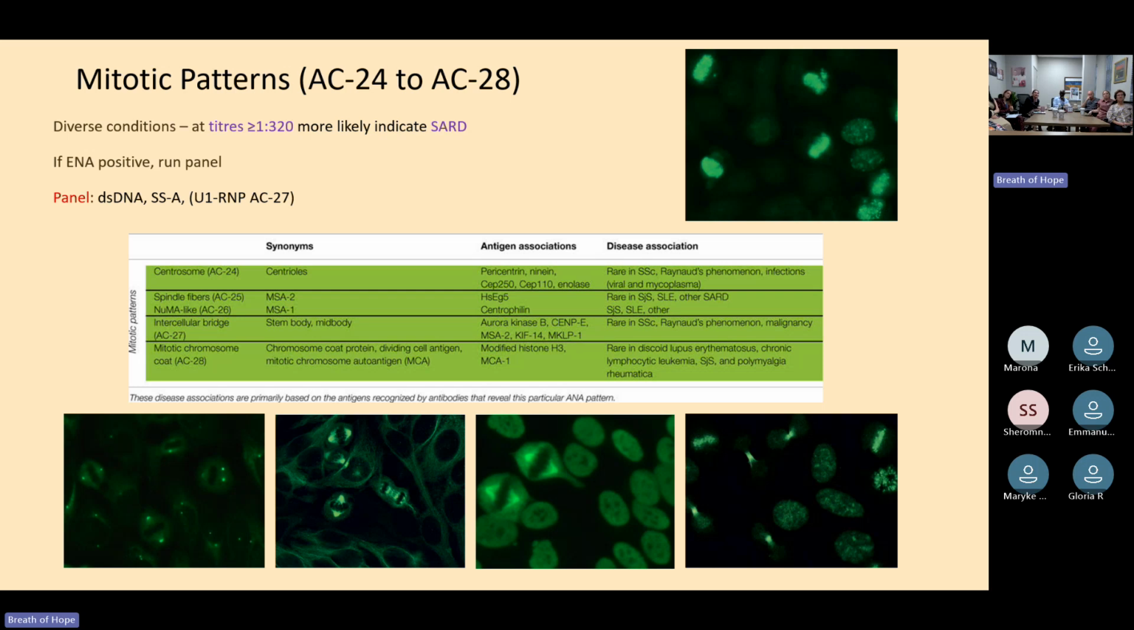So what we will do for this, we'll say, okay, it's a mitotic pattern that we've identified, we run the ENA screen. If the ENA screen is positive, we'll do at least a double-stranded DNA and an SSA. Sometimes if you find nothing, you could decide to extend the profile a bit. Okay? The reason you can't just extend it and run all 14 is because it's expensive.